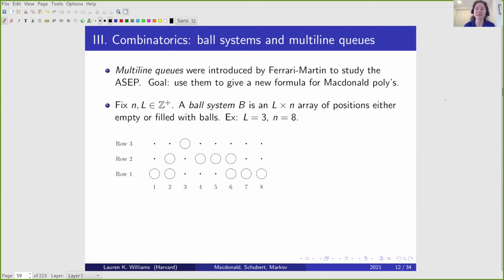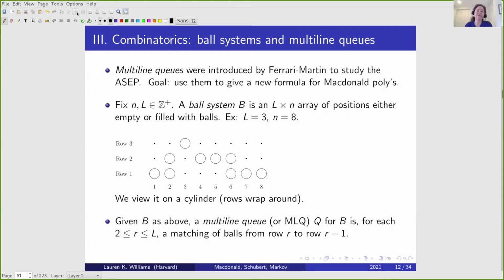There is some kind of condition where I want to have more balls in lower rows than in higher rows. We're going to view this on a cylinder, so our rows are going to wrap around. Now if I have a ball system, a multiline queue for this ball system is going to be a kind of matching of balls from row R to row R minus 1. I'll just show an example.